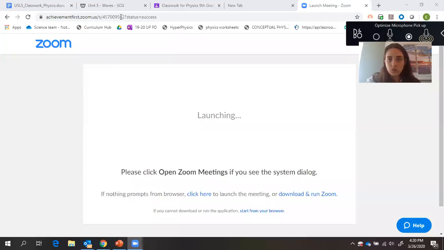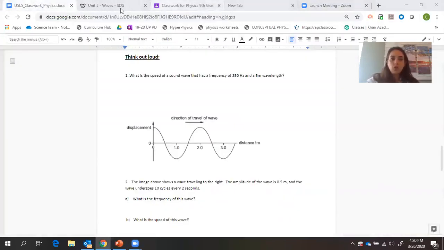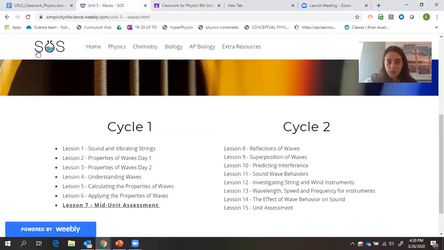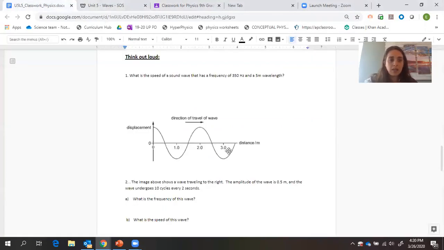I am going to share my screen and show you the things that you should have on your desktop. So the only tabs that you should have open are Google Classroom. You can get the document that we're going to use for class from here, or you can also get it from the website Simplicity of Science, and then you should also have the document itself open.